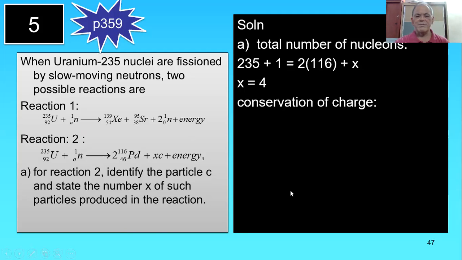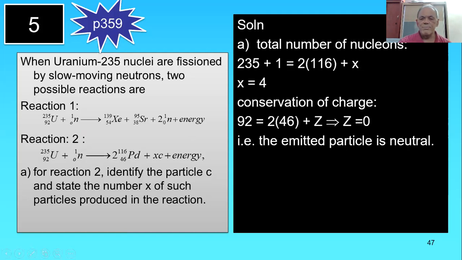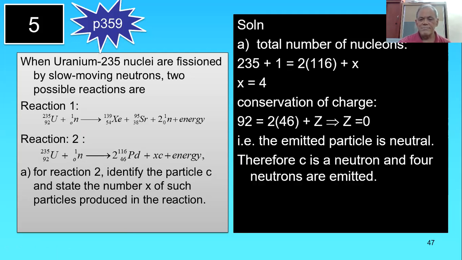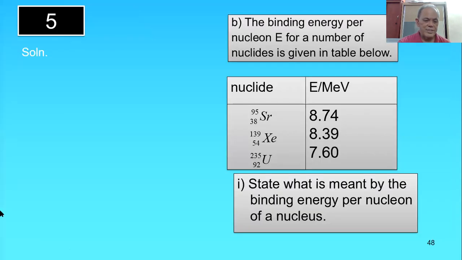And the conservation of charge. Okay. This is 92 plus 0. This is 46 times 2 there, 2 daughters. And then we let the charge in C be Z. And our calculation gives 0. So the emitted particle is neutral. There's no other; the only neutral particle is the neutron. So there are 4 neutrons.